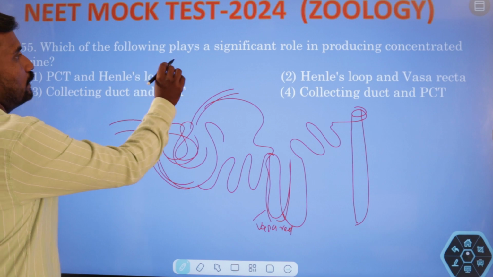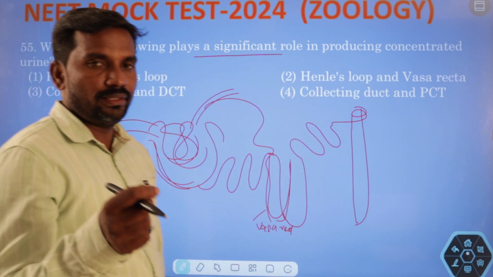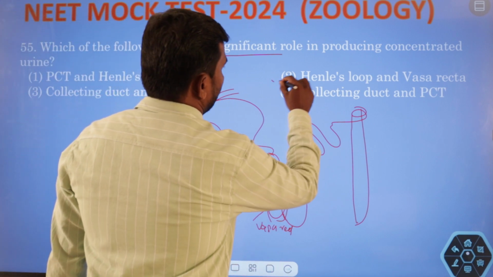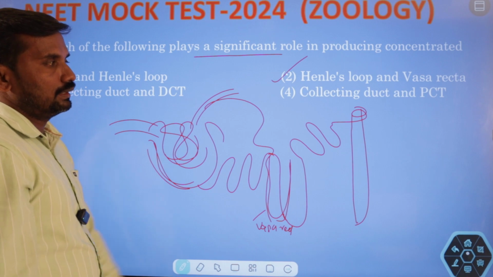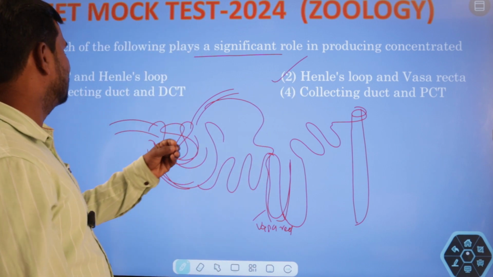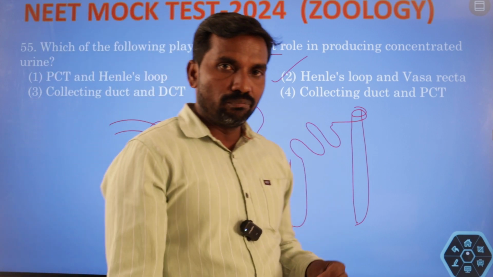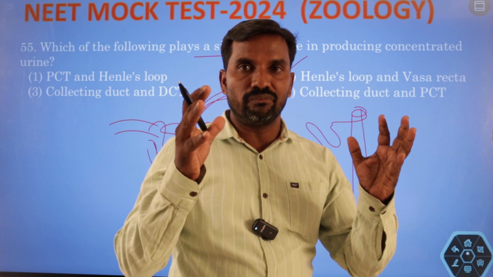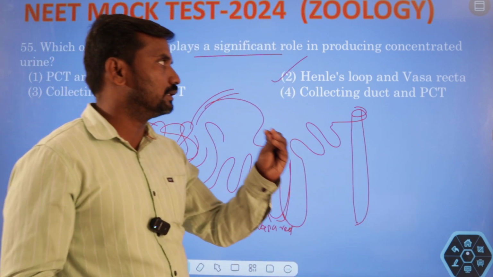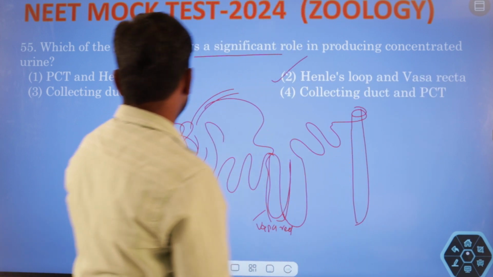But which of the following plays a significant role in producing concentrated urine? Concentrated urine is one of the most peculiar characteristics of mammals. So the primary structures are the loop of Henle and the vasa recta. Each and every tubule has certain specific functions. PCT has specific functions. At the same time, the DCT, descending loop of Henle and ascending loop of Henle all have specific functions. So the ones fully responsible for the formation of concentrated urine are the loop of Henle as well as the vasa recta, which are the primary structures.